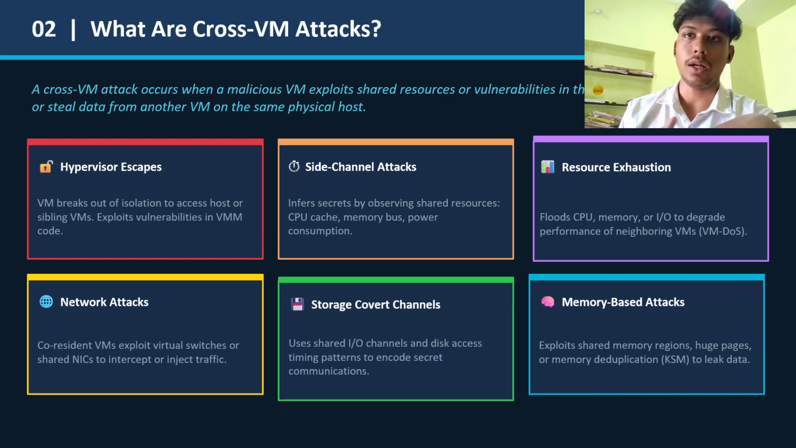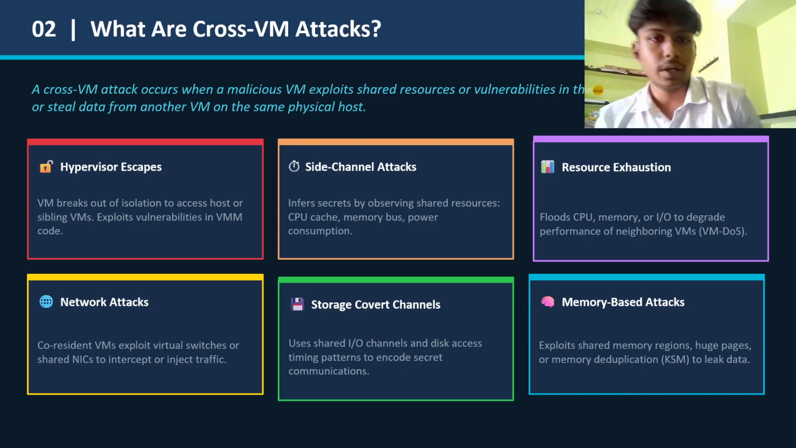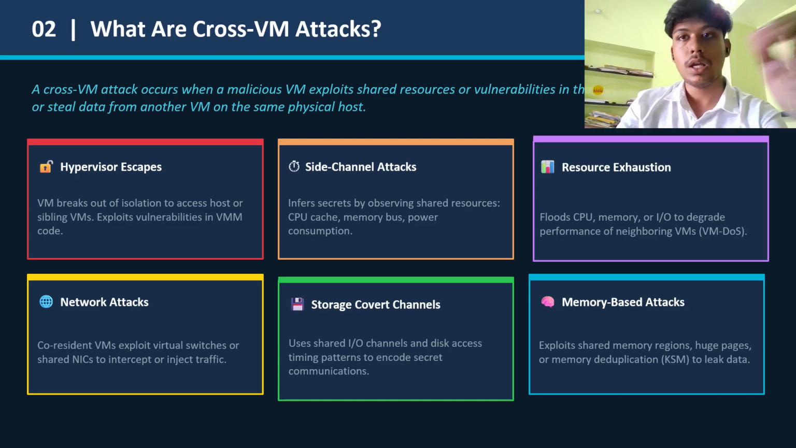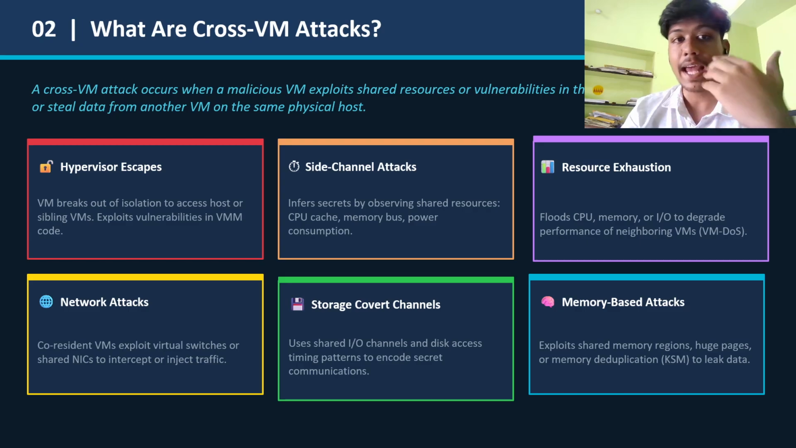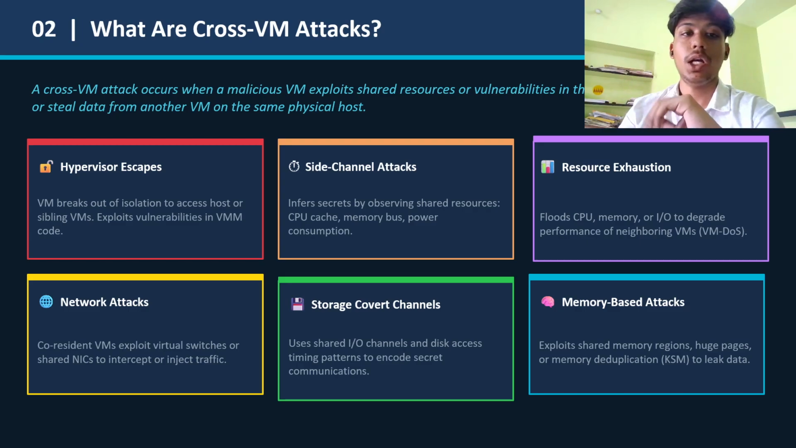The walls were supposed to be solid, but they weren't. There are six types of cross VM attacks, and each one exploits a different weakness. First is the hypervisor escape. This is the most dangerous. Here a VM actually breaks out of its virtual boundary and gets direct access to the hypervisor or other VMs. If you escape the hypervisor, you essentially have control over the entire physical machine. So they can get access over the entire physical computer.